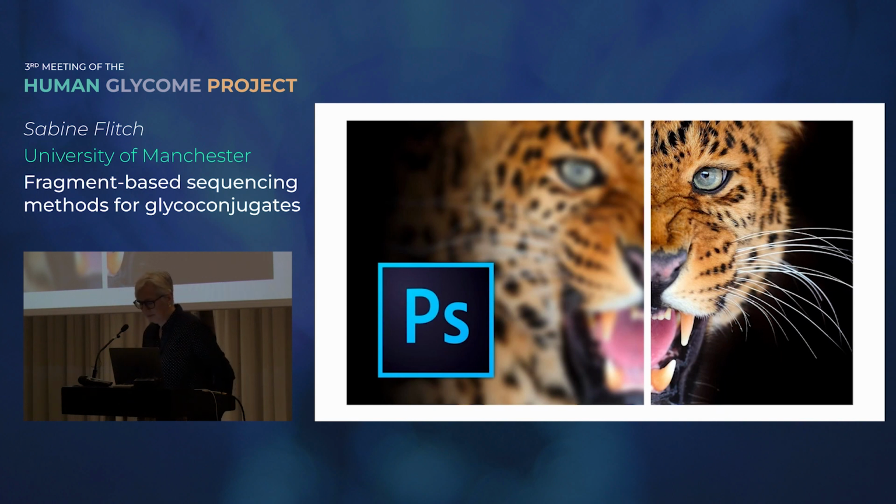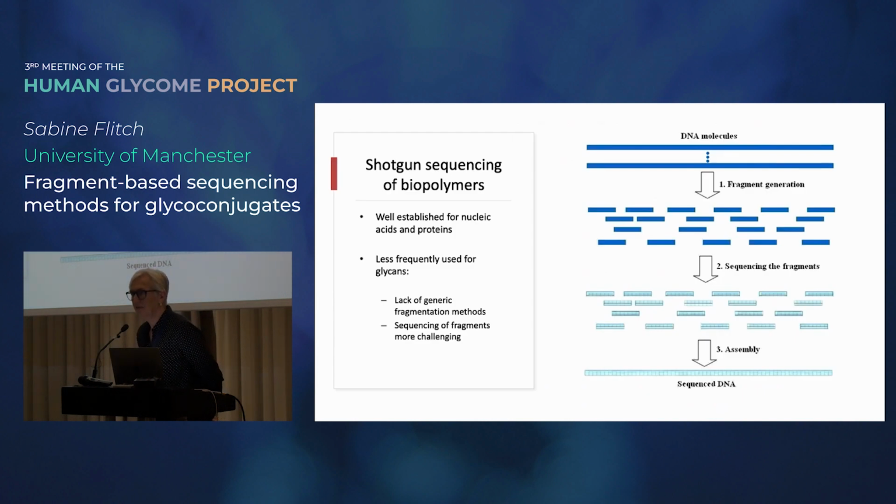I had a very talented colleague, Claire Ayers, who was a mass spectrometrist, and we started to think about how we could develop techniques that could address this problem about 10 years ago. What attracted us very much is the whole shotgun sequencing approach, which is generally used for DNA and proteins. You don't sequence the whole glycoconjugate, you fragment it. There are fantastic fragmentation methods available for nucleic acids. Then you sequence the fragments and determine them with high accuracy, and then you assemble them again. You need a computational method to deconvolute it.